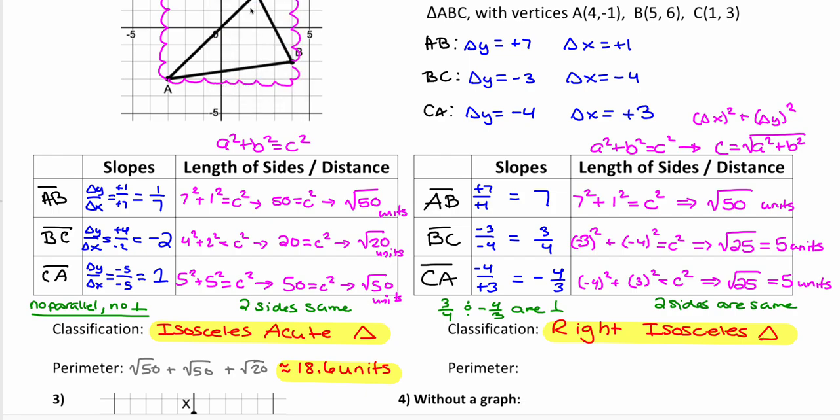Last part of this is to find the perimeter, which is again adding up all the side lengths. We have 5 and 5 and the square root of 50. I'll actually do 5 plus 5 plus the square root of 50. And in a calculator, again, I want to keep this straight as it is without simplifying the square root of 50 for now, and then add them. This will give us a decimal of roughly 17.1 units.